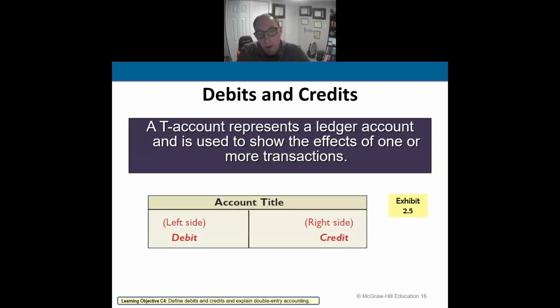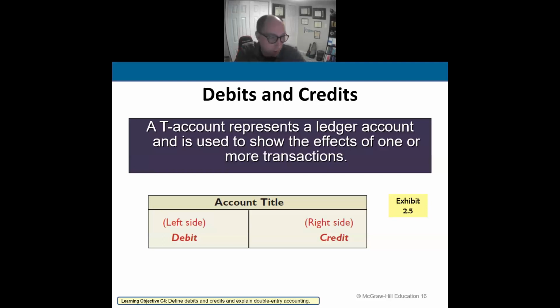Let's talk about debits and credits. A debit account, we're either increasing or decreasing the amount. And the credit account, we're either increasing or decreasing the account. It depends on what type of account it is. And we can figure this out through this thing called a T account. A T account is just a visual representation of whether we're increasing or decreasing based off if it's a debit or a credit.